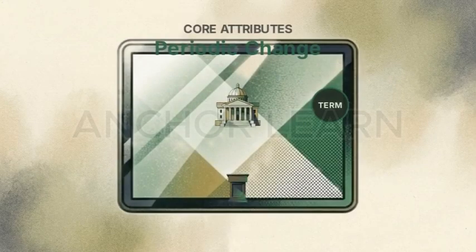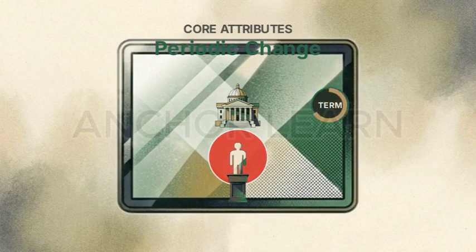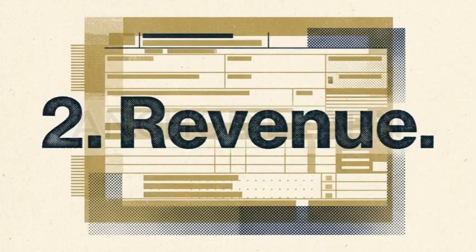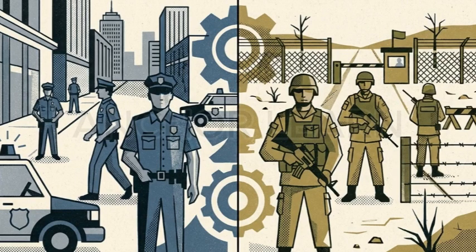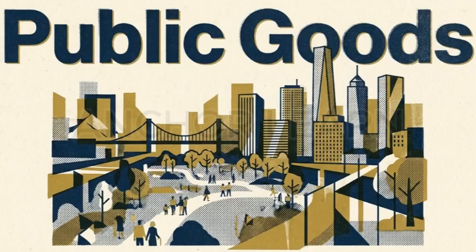The first characteristic is periodic change. Unlike the permanent state, the personnel within a government must change over time, typically through a constitutional process like an election. Another characteristic is revenue. For a government to operate and provide services, it must have the recognized power to collect taxes from the population. These characteristics allow the government to perform its primary functions, starting with the maintenance of internal peace and the protection of the state's borders. Beyond security, the government provides public goods.